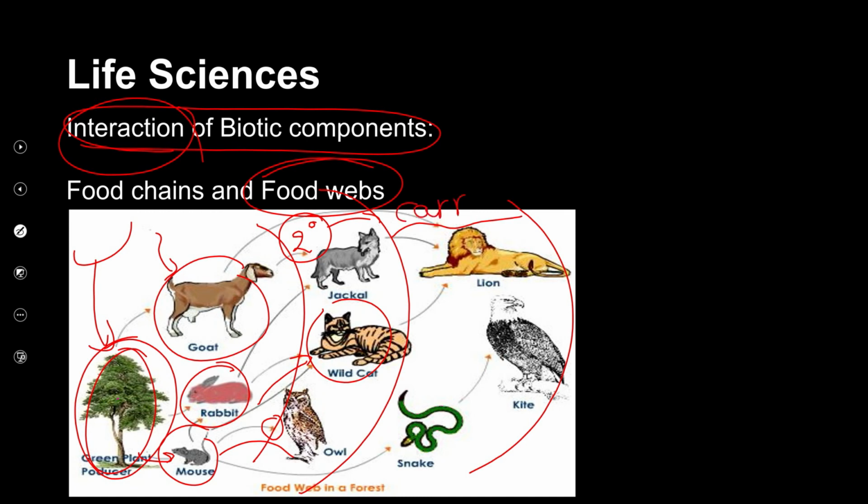At the third trophic level, we often find your omnivores in this area here, which would be able to consume both your plant material and your animal material. So this is a complex illustration of the interaction of the biotic components.